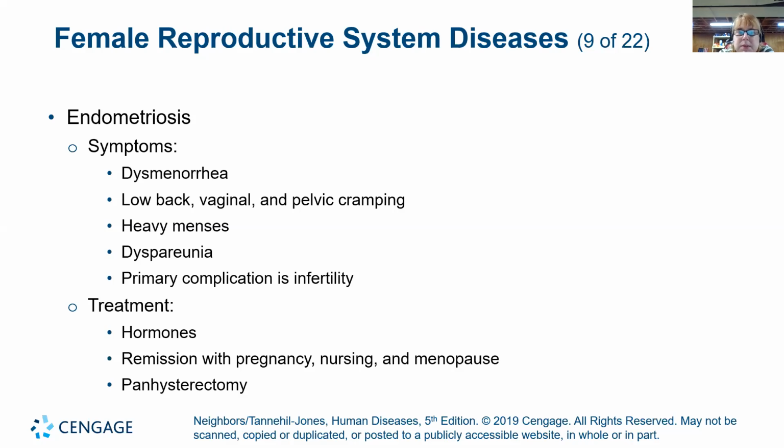The biggest symptom is dysmenorrhea or very painful periods. You can have low back, vaginal, pelvic cramping, very heavy menses, dyspareunia. This means painful intercourse. Probably the biggest primary complication is infertility. Okay. It can be treated with hormones. A lot of times they will put females on birth control pills so that it limits the amount of endometrial lining which is allowed to grow. It can go into remission with pregnancy, nursing, and menopause. And a hysterectomy is also another option.